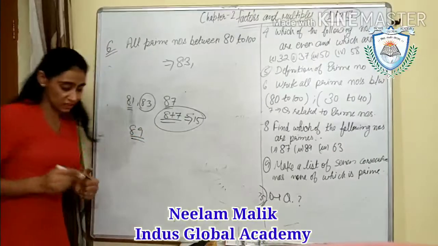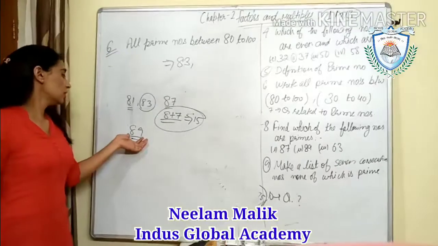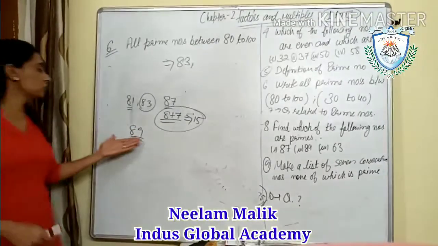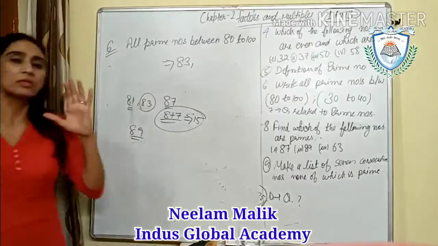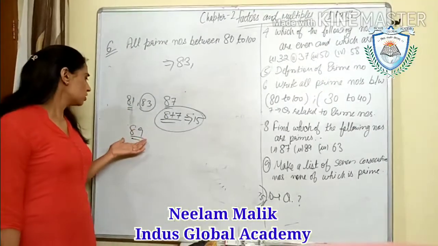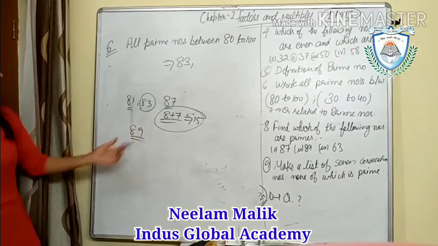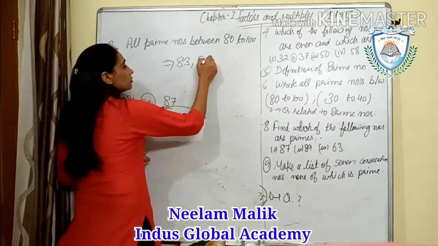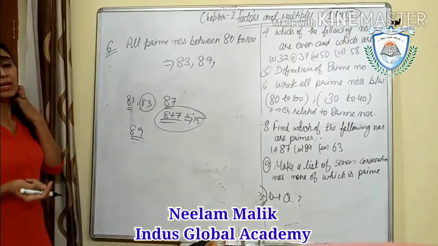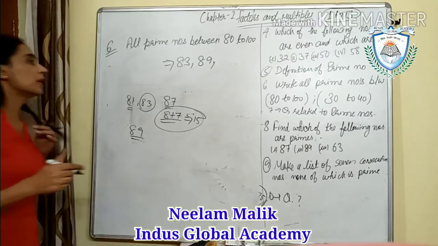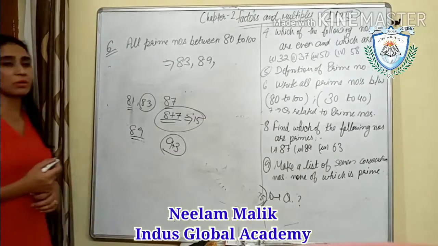Now you will check 89. Is 89 divisible by any number or not? You can first check the sum of digits: 8 plus 9 is 17, not divisible by 3. And if we remember the tables from 2 to 10, 89 is not coming in any table, so we will write it here in the prime numbers. After 89, 91 is an odd number but it is divisible by 13. After that 93, the sum of digits is 12, so it is divisible by 3.